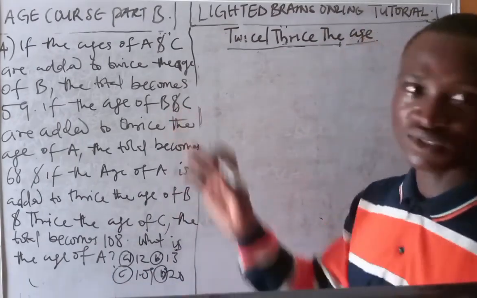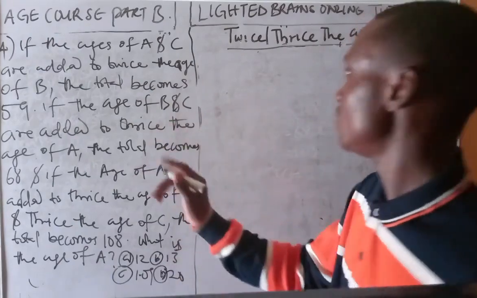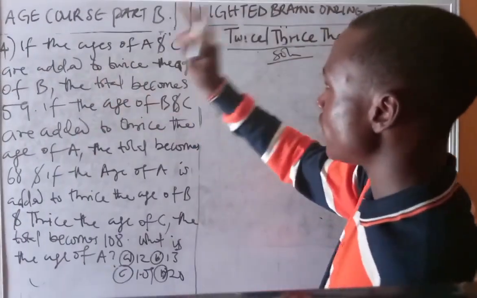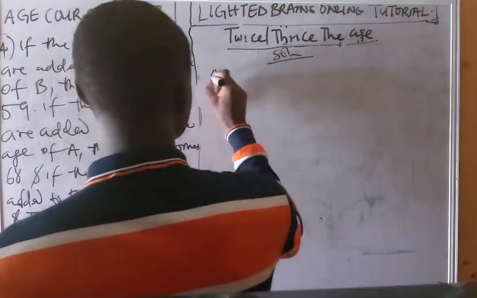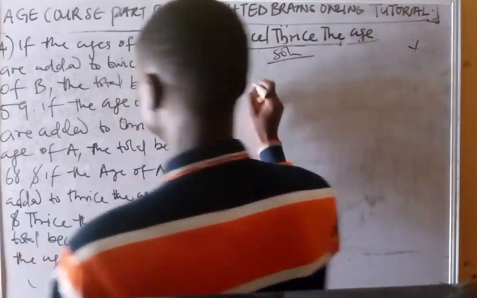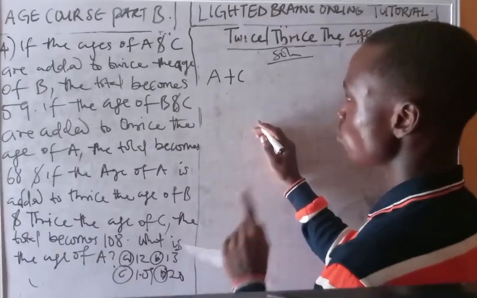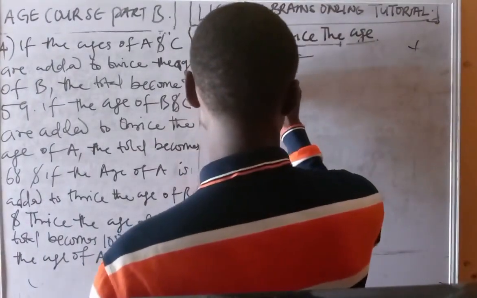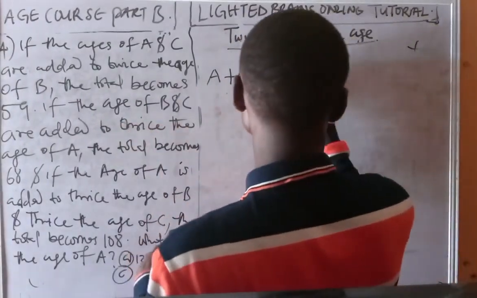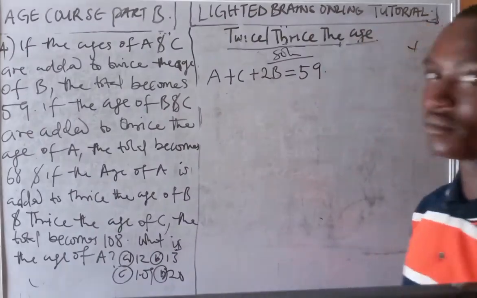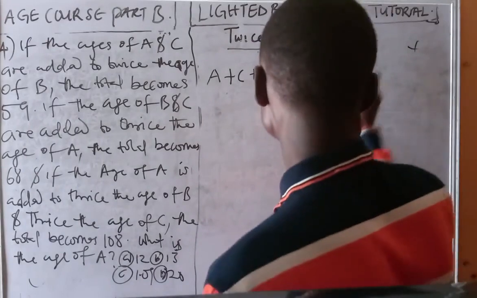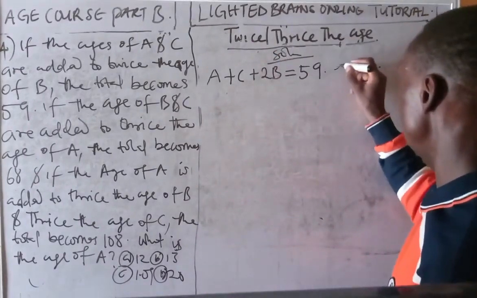Now guys, this question is very easy. Do you understand? Now let's read it carefully. If the ages of A and C, and means plus, take note of that, are added to 2 times or twice the age of B, plus 2B, the total becomes 59. A plus C plus 2B is equal to 59. That's equation 1.